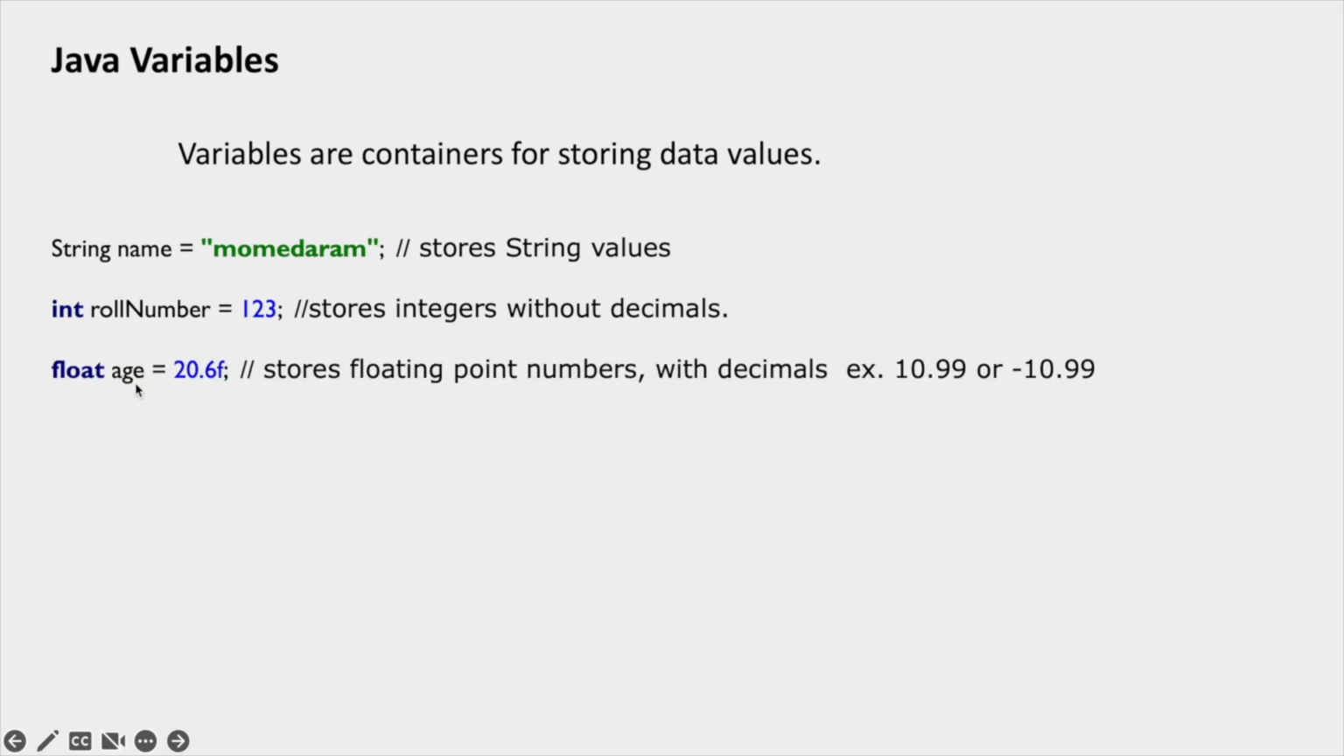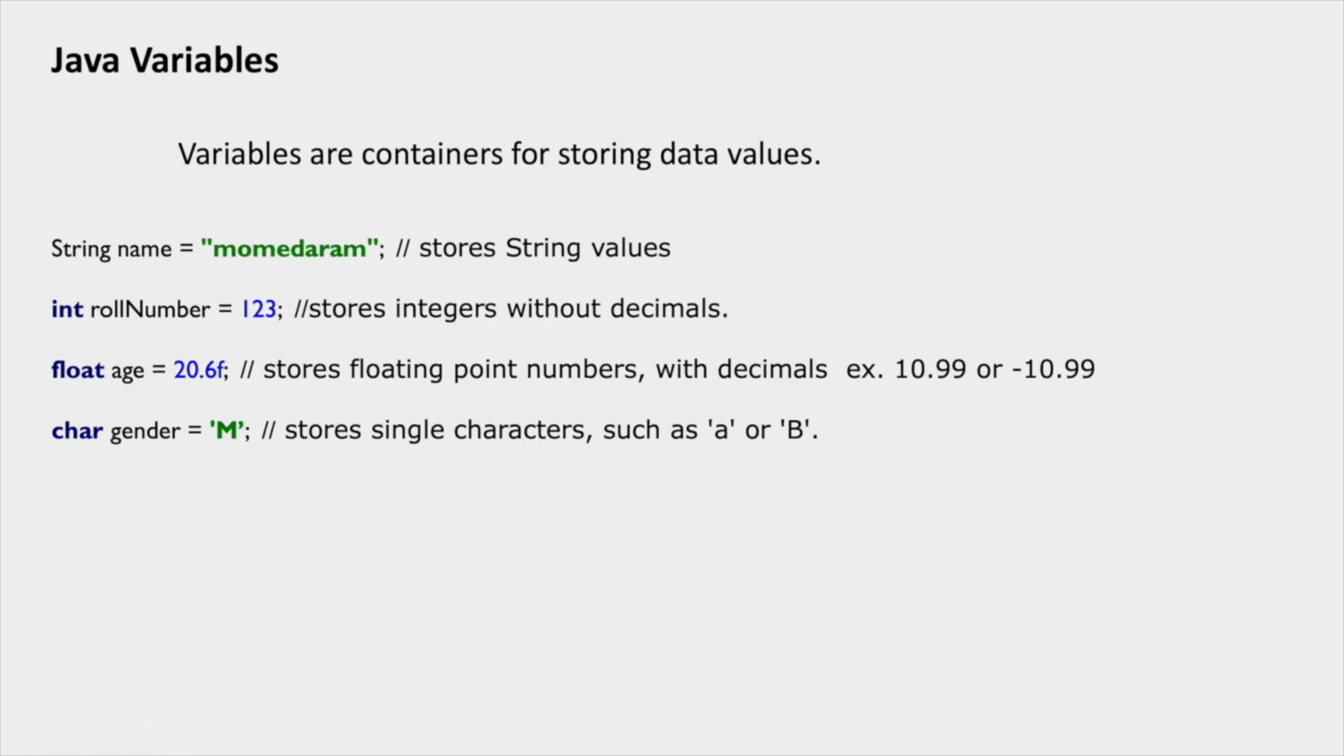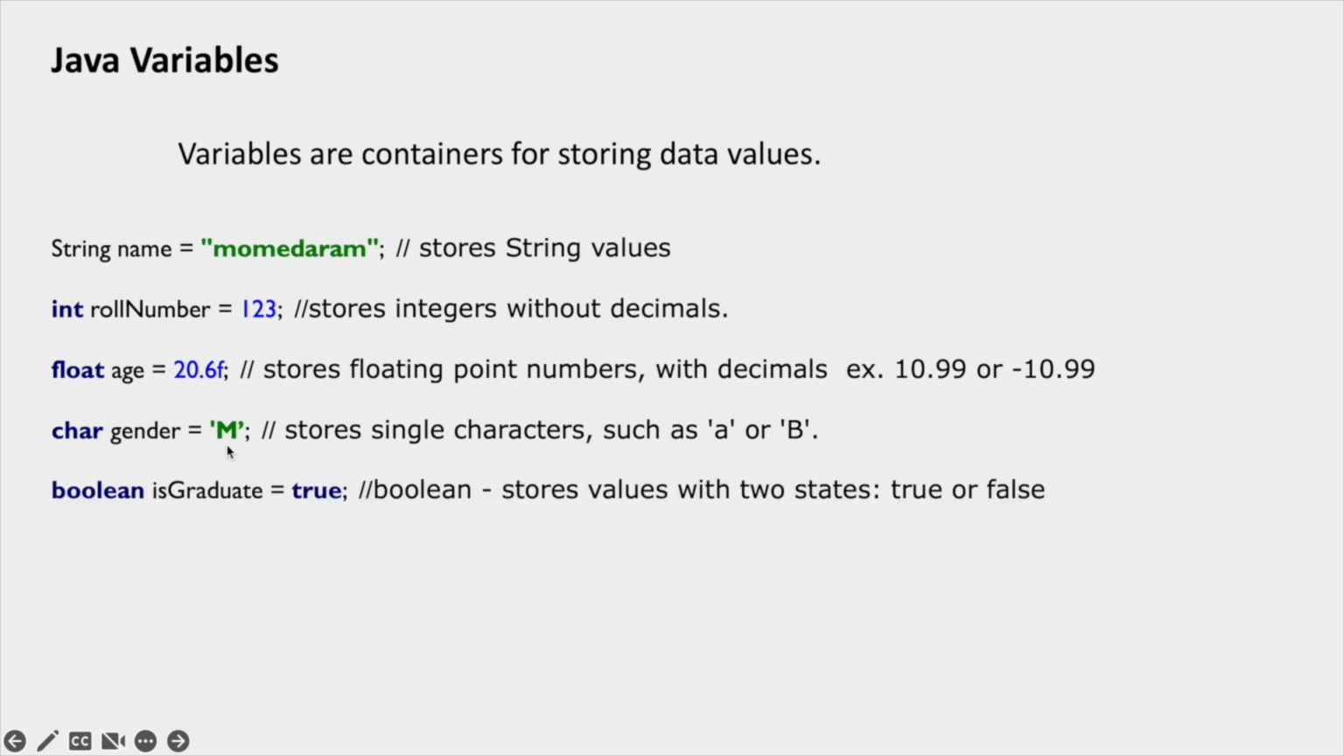If you want to store float data, then we will use the float data type. And if you want to store a single character, we will use a char variable. By using this char variable, we can store a single character such as A, B, M, anything as a single character. If you want to store boolean data, that is true or false, we will use a boolean variable. So by using these variables, we can store the data values.